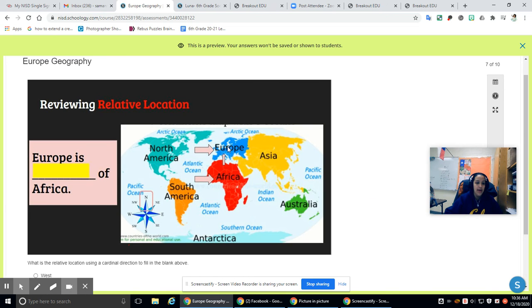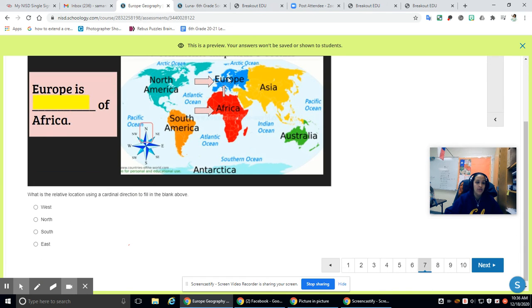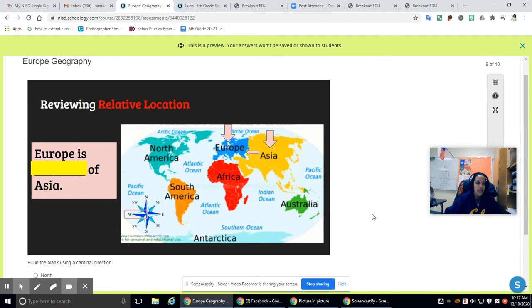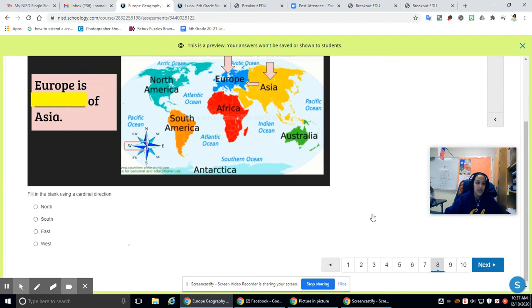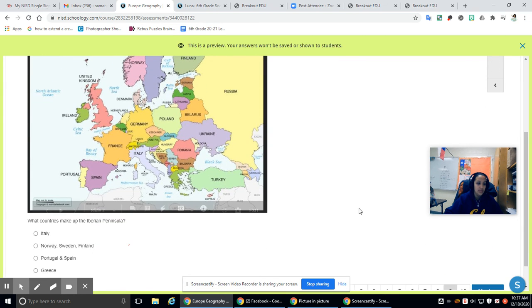Looking at this map, you have Europe. Europe is blank of Africa. So using relative location, do you think Europe is to the west of Africa, the north of Africa, the south, or the east of Africa? And then Europe is blank of Asia. So again, north, south, east, and west. Again, that was just to review as well.